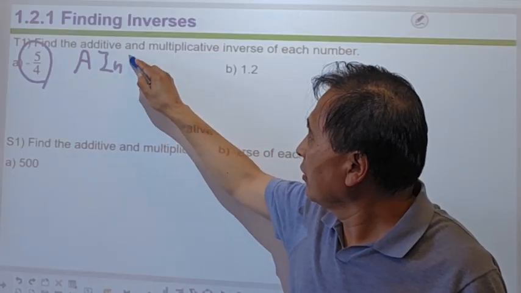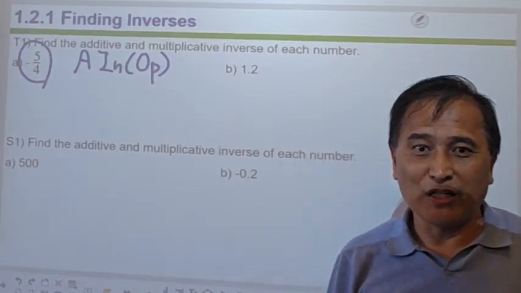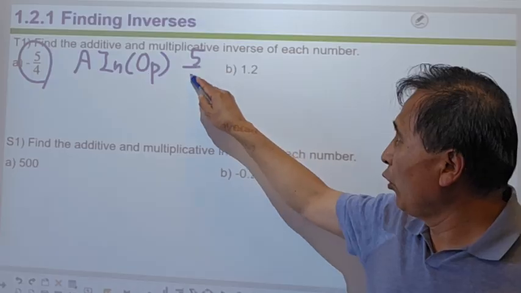Which is opposite, right? What is that? Negative 5 over 4. What is additive inverse? 5 over 4. Just positive 5 over 4, right?